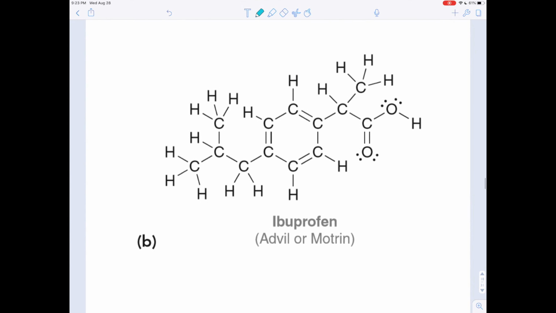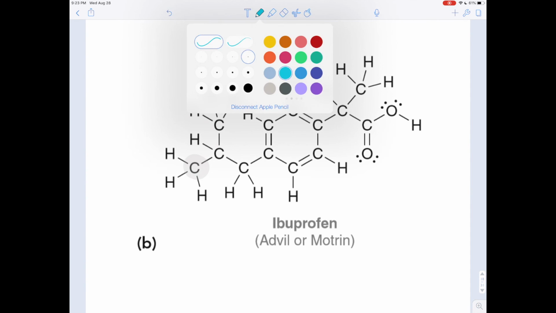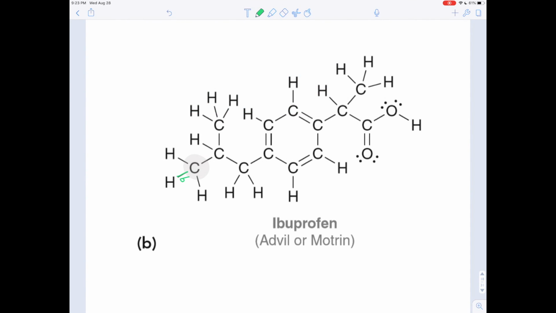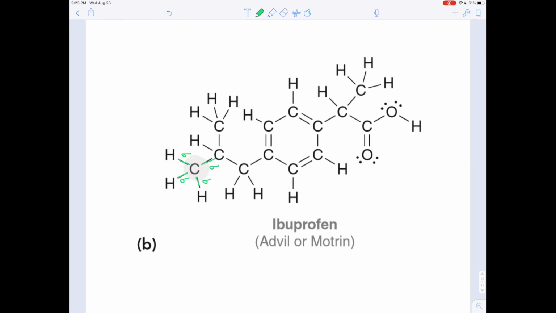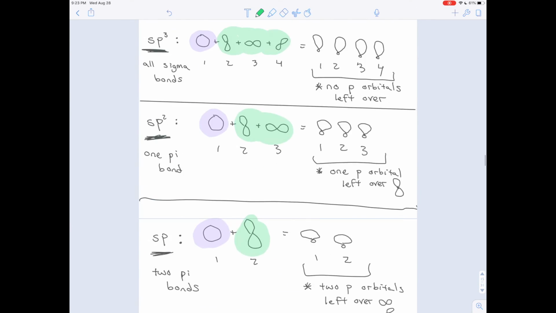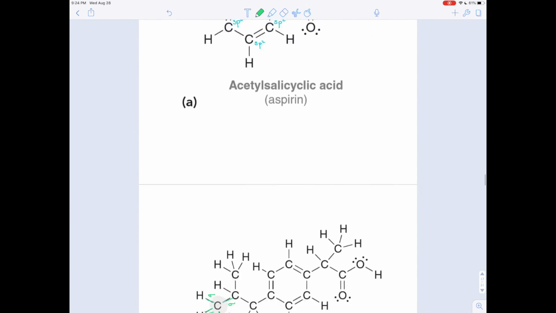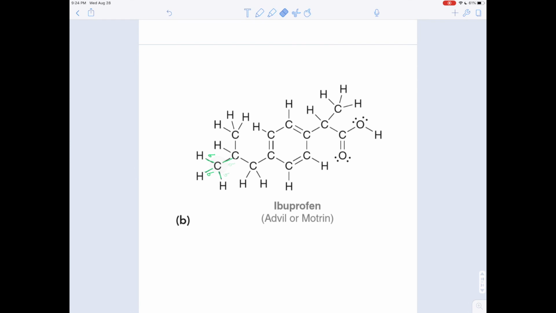Let's do the same thing for ibuprofen. Start at the left. Carbon. The first bond you form between two atoms is sigma. Sigma, sigma, sigma. The first bond you form between any two atoms is a sigma bond. So that carbon has all sigma bonds around it. Well, we just saw if you have all sigma bonds, the carbon is going to be sp3 hybridized. So this carbon here will be sp3 hybridized.